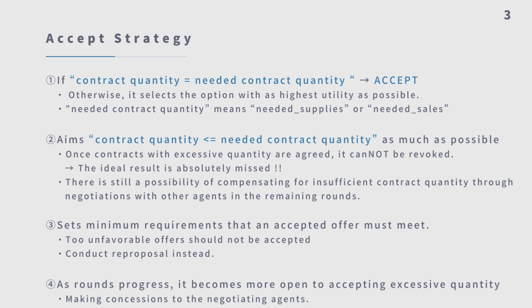Third, my agent sets minimum requirements that an accepted offer must meet. This is because two unfavorable offers should not be accepted, and my agent will conduct a proposal instead. Fourth, as rounds progress, it becomes more open to accepting excessive quantity. This means making concessions to the negotiating agents.